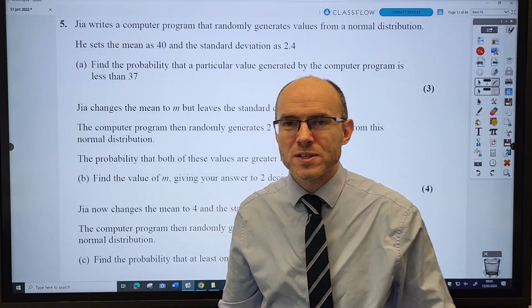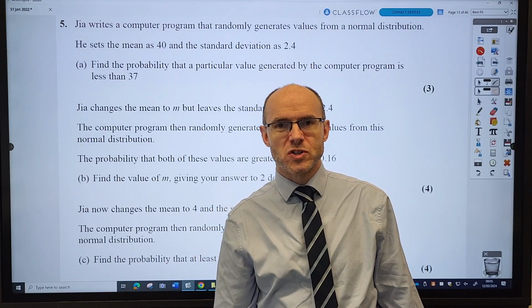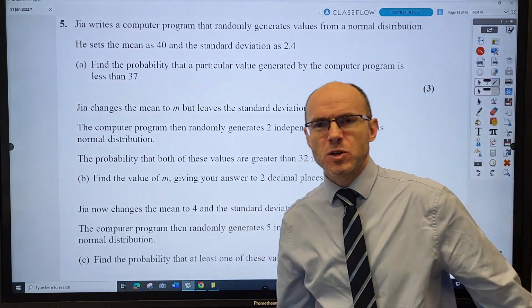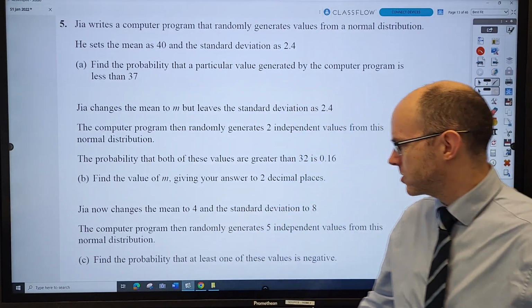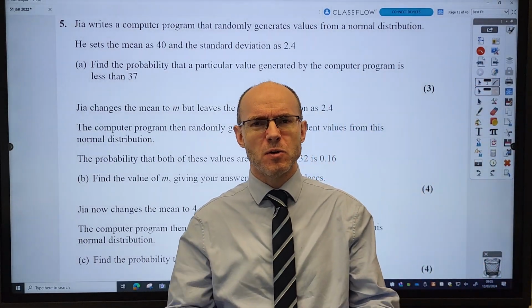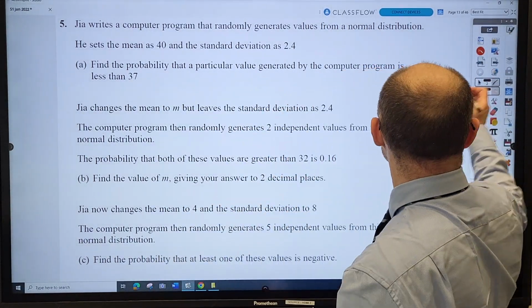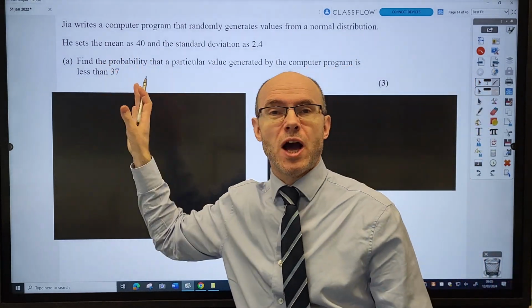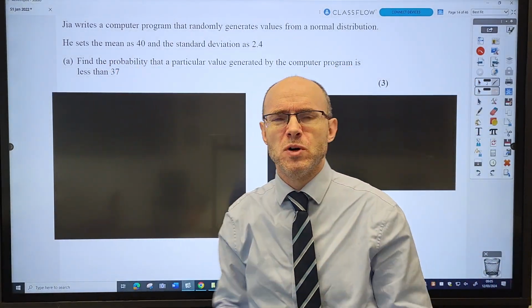Hi everyone. So this is an S1 normal distribution question, and here it is. It's quite a lot in an exam question, isn't there? I should just move in case you want to take a screenshot of the whole thing, but what I'm going to do is go through each bit at a time. So I'm just going to put each question up a little bit at a time just to make it more manageable.